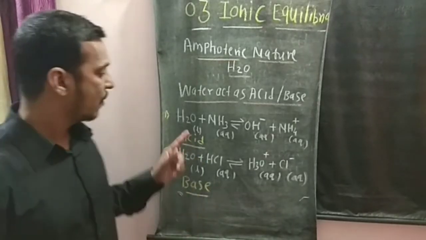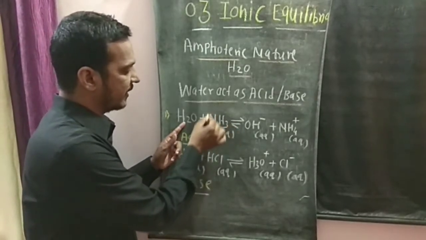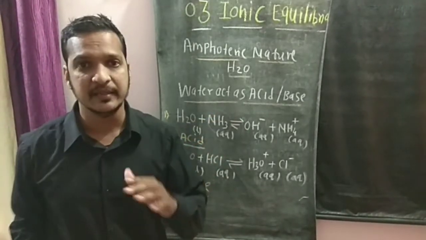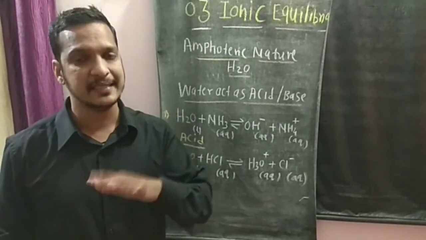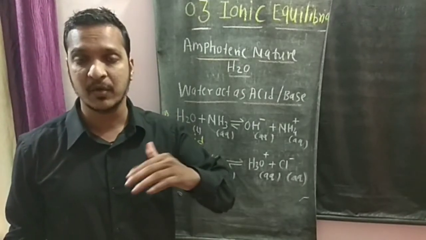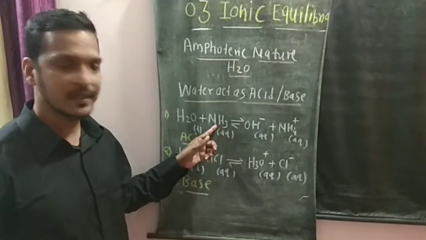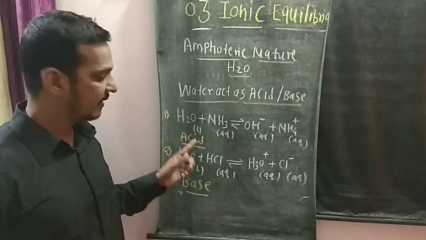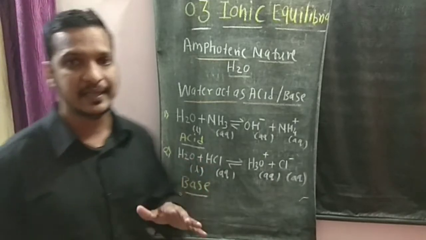Now in the first case, why does water act as an acid? Because the opposite reactant, such as ammonia, NH3, is a strong base. So the nature of water, acting as acid as well as base, depends on the opposite reactant. If the opposite reactant is a strong base, then water acts as an acid. And if the opposite reactant is a strong acid, in that case water acts as a base.